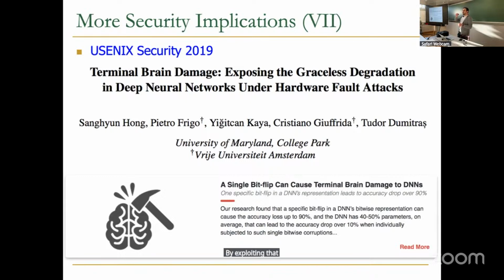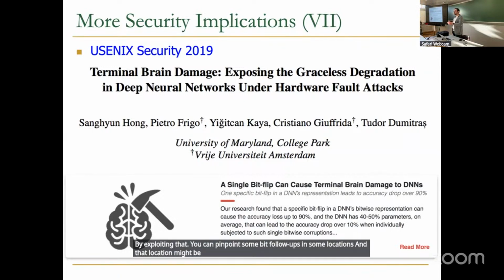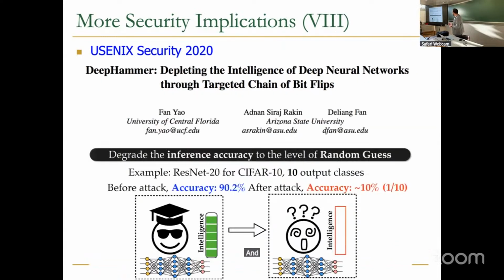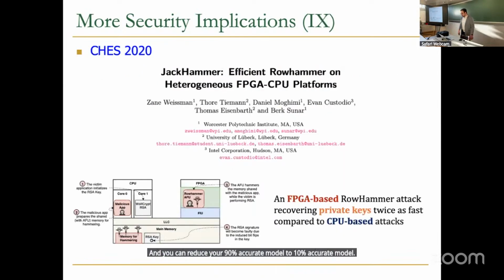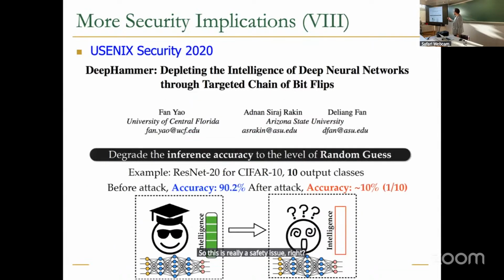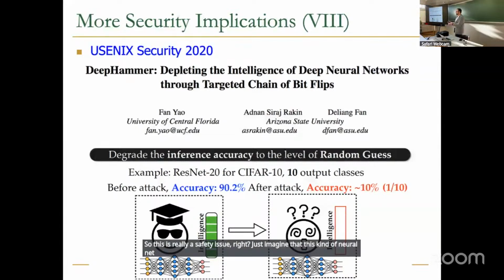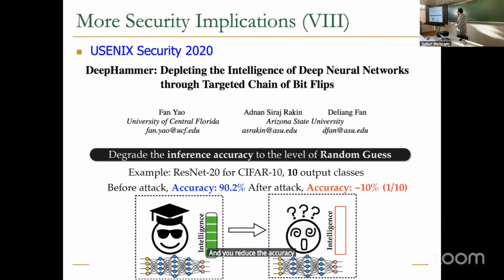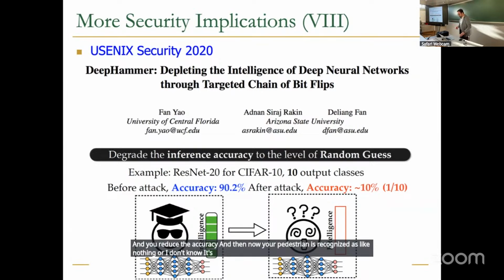You can pinpoint some bit flips in some locations, and those locations might be hosting some neural network weights, and you can reduce your 90% accurate model to a 10% accurate model. So this is really a safety issue, right? Just imagine that this kind of neural net is running on a self-driving car, and somehow you find a way to send some network packets to induce RowHammer bit flips in that car, for example, or you download an app from the App Store to that car, and you reduce the accuracy, and then now your pedestrian is recognized as nothing, or I don't know. It's really a safety issue. Okay.